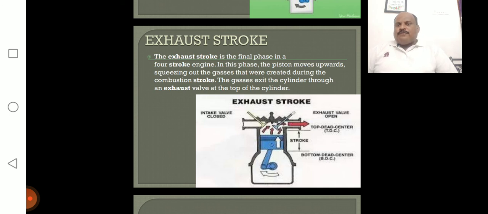In the exhaust stroke, we see the piston again start to move upward from BDC to TDC. In this stroke, the exhaust valve is open and the intake is closed, and all the exhaust gases go outside through the exhaust valve at the top of the cylinder.